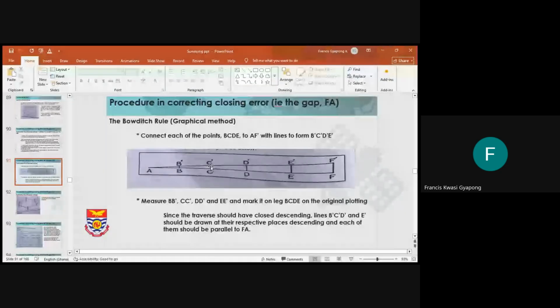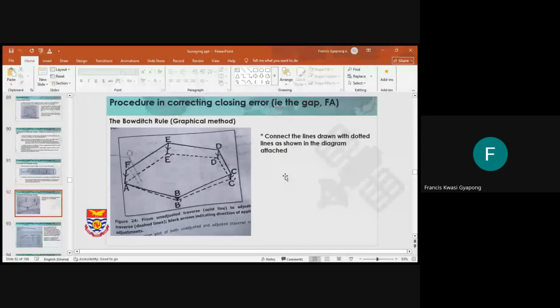I'm giving you the theoretical background, at least some knowledge about it, so that when we enter into the practicals, you will not be found wanting. The broken lines are the distribution. That is a corrected traverse. Now you see that the broken lines end at A. It started from A, went to B prime, C prime, D prime, E prime, and then came back to A. The error has been corrected. So that is how it should be, and that is how it is going to be.